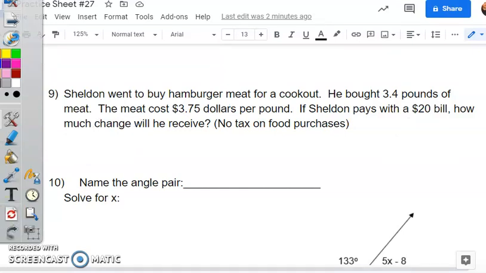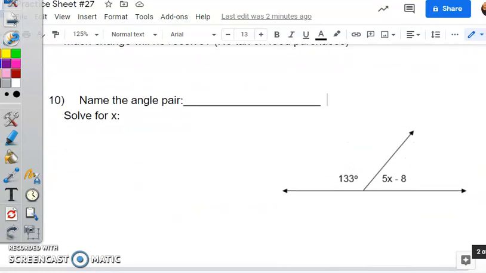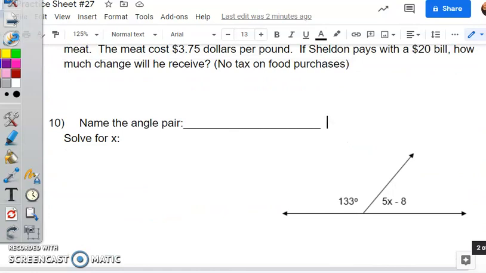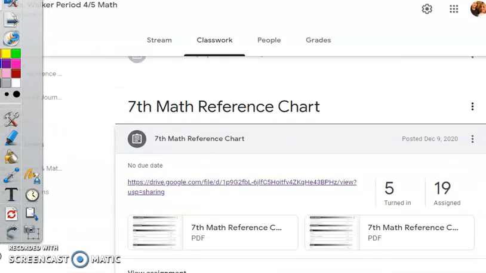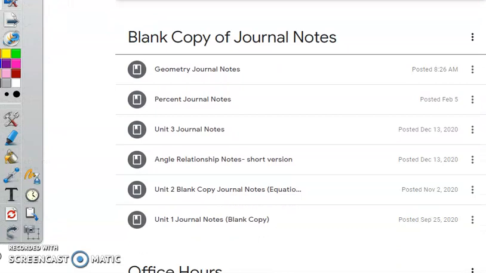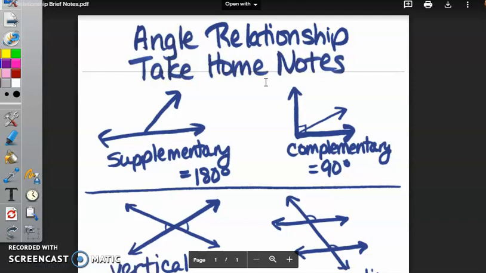Last problem, guys. I still have people not getting this correct. Okay. You either A, forget the name of the angle pair, or B, you solve for X wrong. Okay. So for the angle pair, if you don't know it, go to Google Classroom. Blank copy of journal notes. Right here, the angle relationships, the short version. And here they are. Okay, so you can tell what it is.